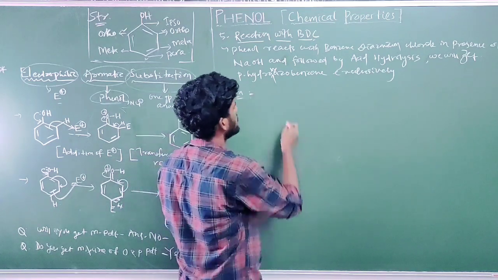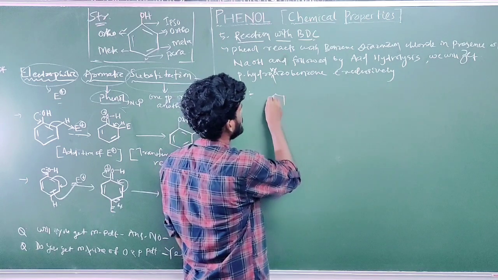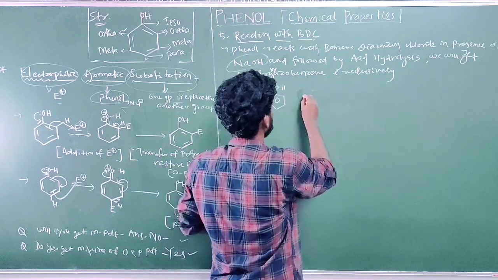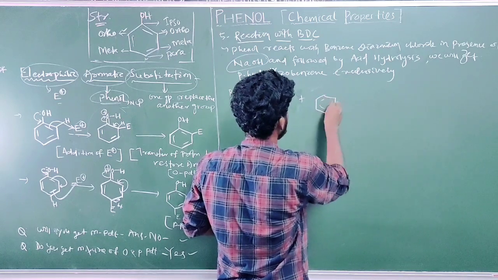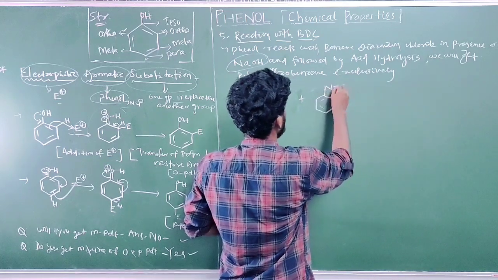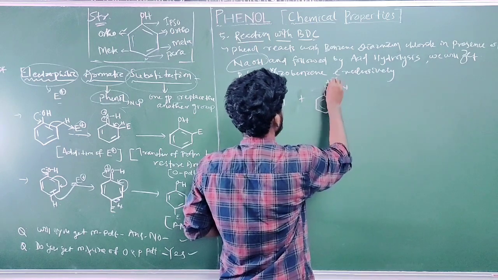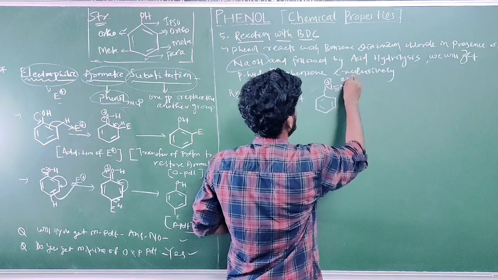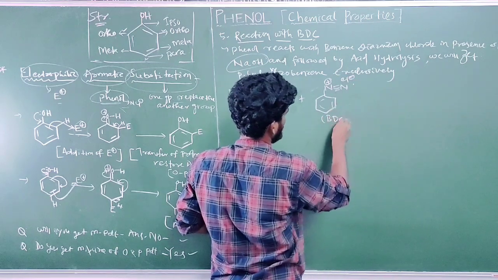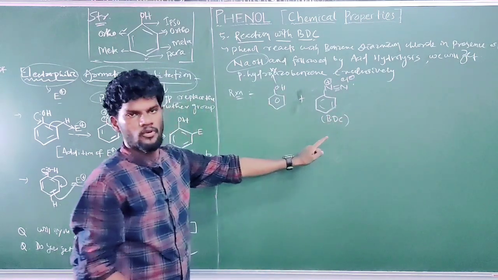In the reaction we are using phenol and BDC, benzene diazenyl chloride. The structure of BDC is N2Cl: N triple bond N, with a positive charge over this nitrogen, tetravalent, and Cl minus. Okay, this is the BDC structure, benzene diazenyl chloride.